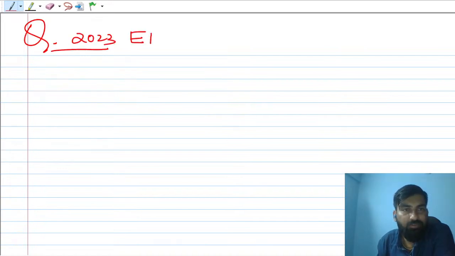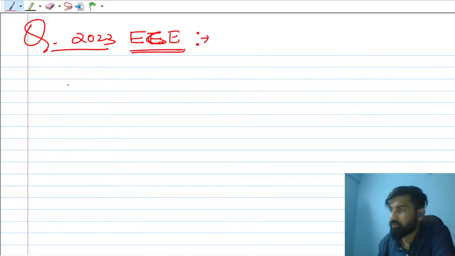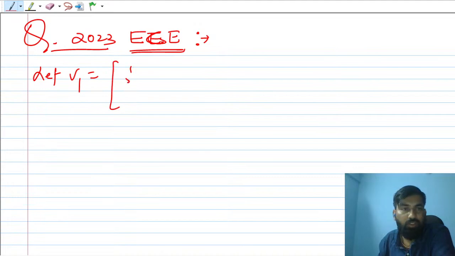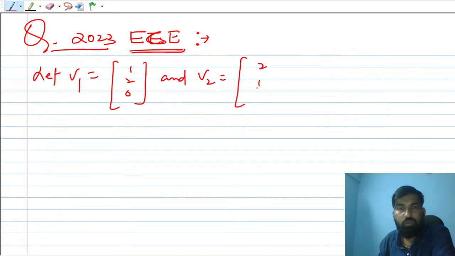That question I'm going to mention here, so just note down that question. The question in GATE 2023, ECE branch. Many students were not able to solve this kind of question, so you should be able to solve it, right? What was the question? We have been given two vectors: v1 was 1 2 0, and v2 was 2 1 3.